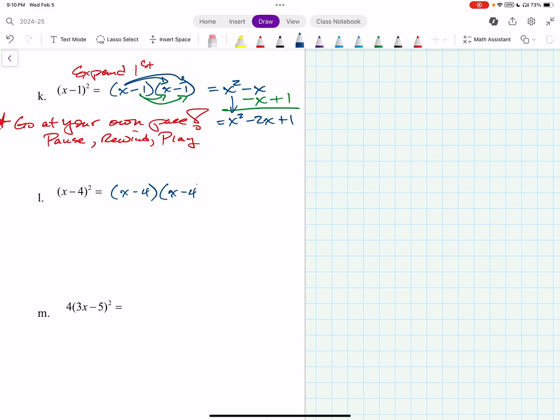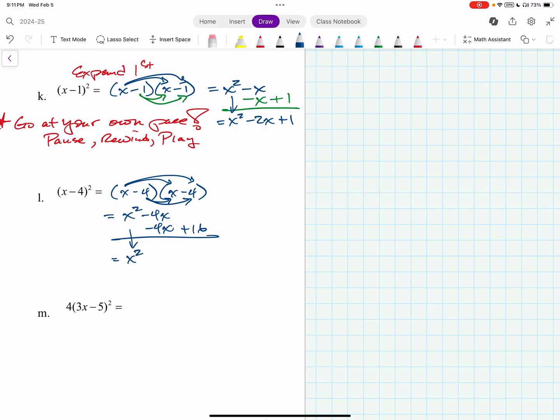There we go. So whenever you square something, you multiply it by itself, and then you start distributing. So here we have x times x is x squared. x times a minus 4 is a minus 4x. Negative 4 times x is a negative 4x again. And then negative 4 times a negative 4 is positive 16. And then you add like terms.